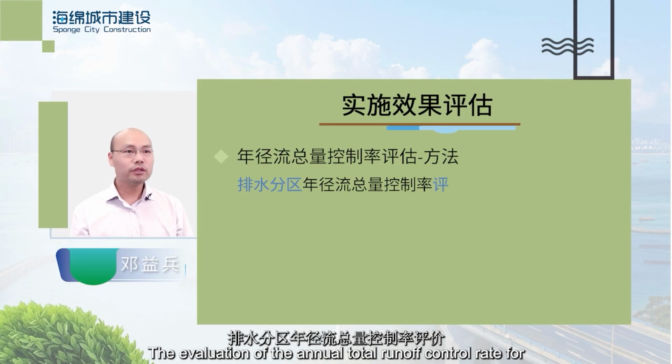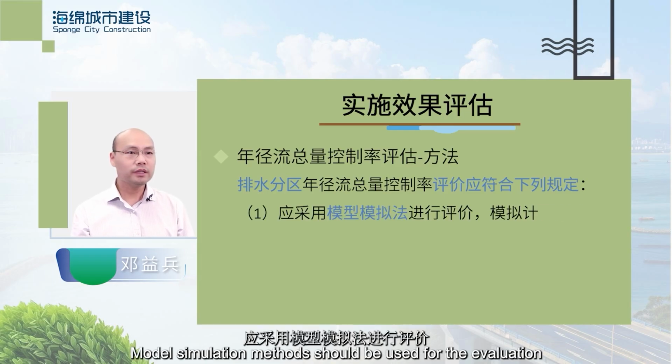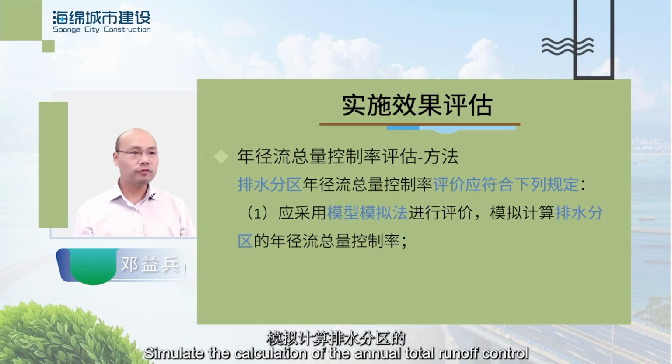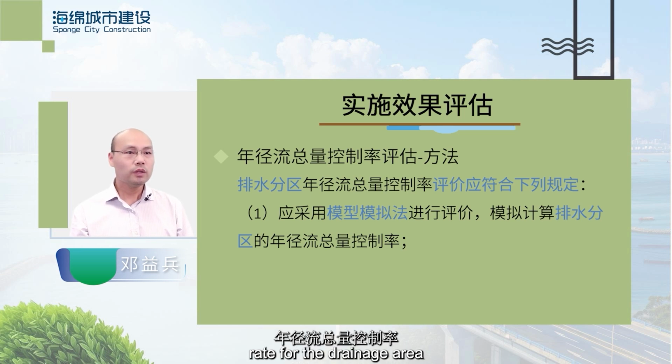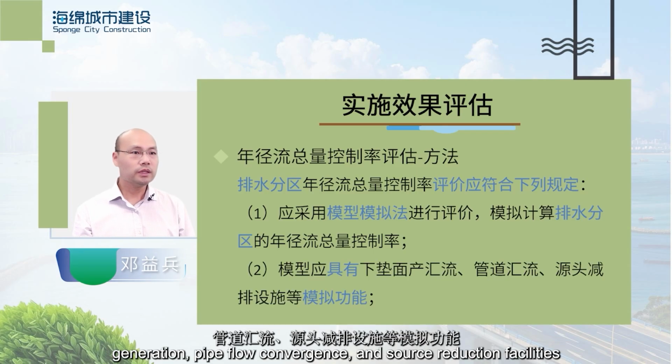The evaluation of the annual total runoff control rate for drainage areas should meet the following provisions. Model simulation methods should be used for the evaluation. Simulate the calculation of the annual total runoff control rate for the drainage area. The model should have simulation functions for surface runoff generation, pipe flow convergence, and source reduction facilities.